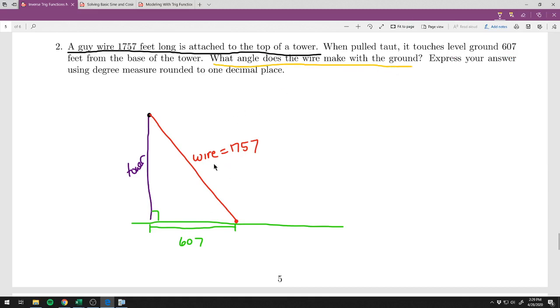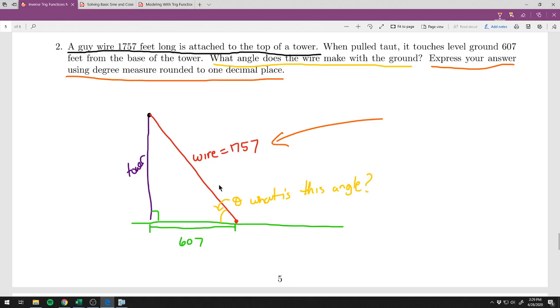All right, so you have to read this carefully because it'd be very easy to think you're figuring out this angle, but this is the angle between the tower and the wire. That's not what it's asking. It's asking for this angle. So it's going to ask for one of these two angles because we're learning about angles, but you have to be very careful. Which one is it actually asking for? It's the angle the wire makes with the ground, and you can read how they want our answer: express your answer using degree measure rounded to 1 place.